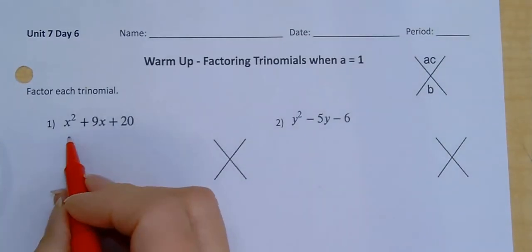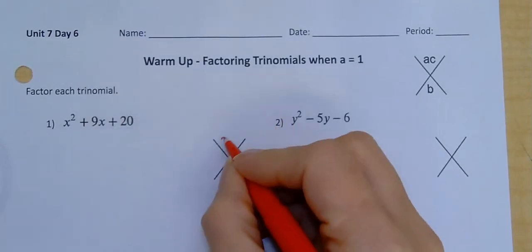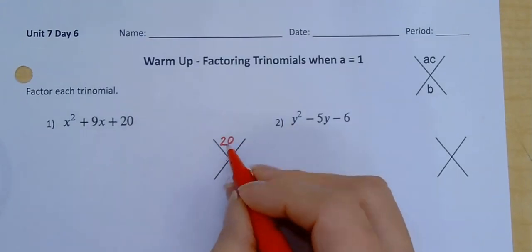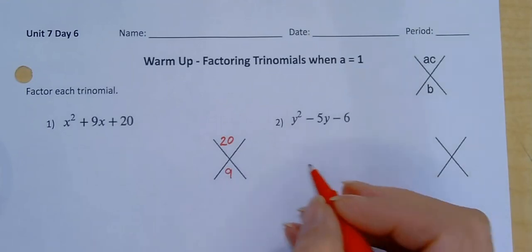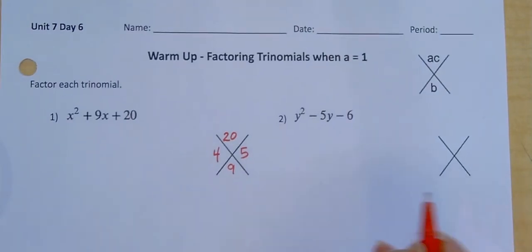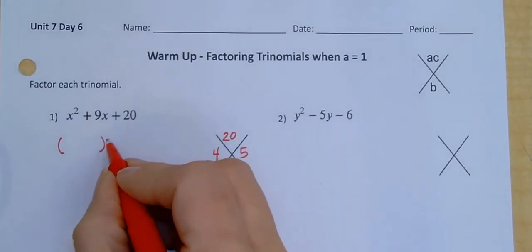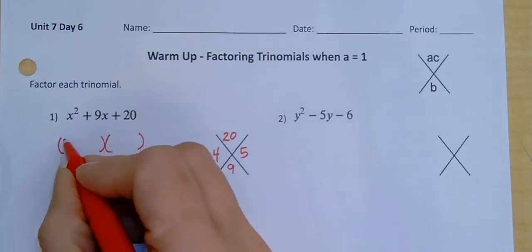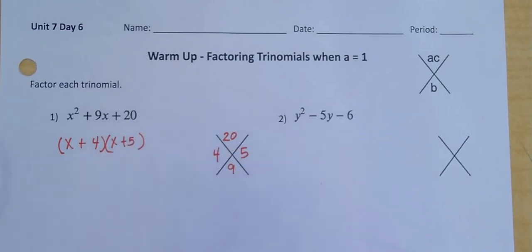So x squared plus 9x plus 20, my a is 1, my c is 20. So a times c is 20, and I want two numbers that multiply to give me 20 but add to give me 9. So I already know it's 4 and 5, right? Because 4 times 5 is 20 and 4 plus 5 is 9. So because my leading coefficient is 1, I can drop those two guys, 4 and 5, straight into my binomials, x plus 4 and x plus 5. Remember, this is not the only way to solve this kind of problem.